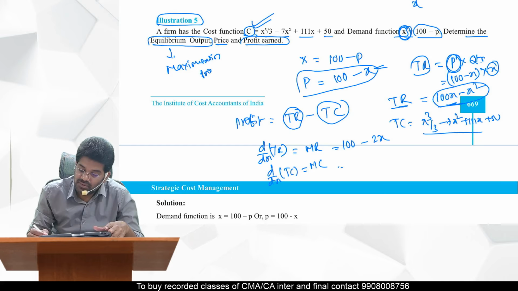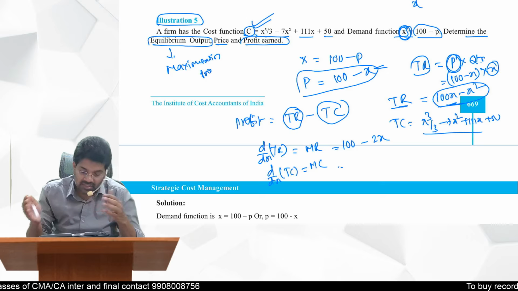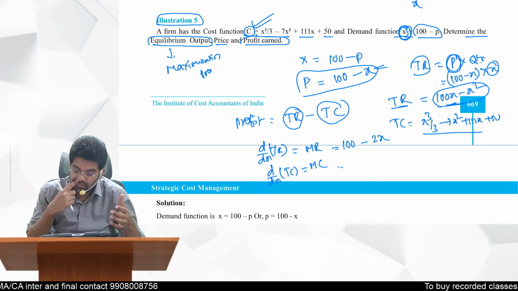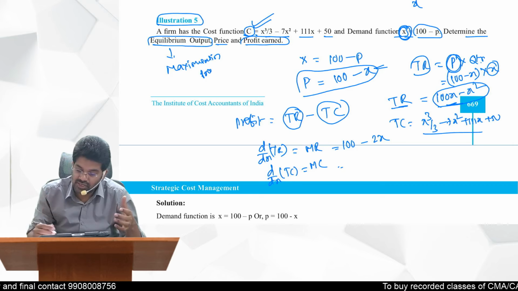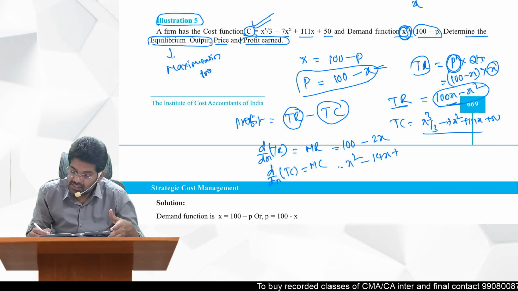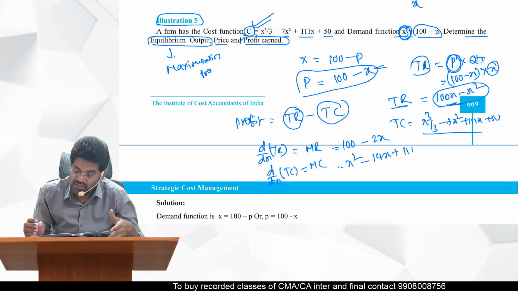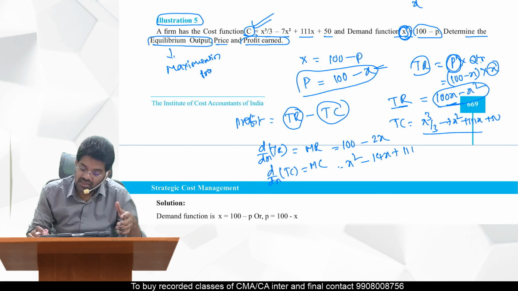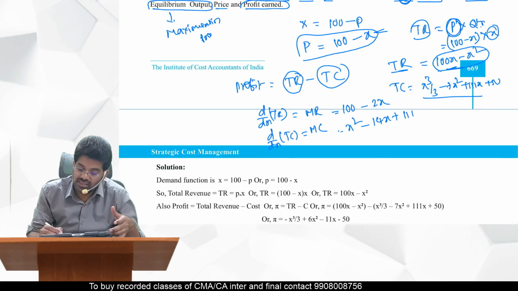MC: x cube divided by 3. So 1 by 3 x power 3 means 3 into x square, so 3 by 3 gets cancelled, so x square. Minus 14x plus 111 into 1, that is 111, plus 0. So this is your MC. 100 minus 2x is MR, and x square minus 14x plus 111 is MC. I got MR and MC.